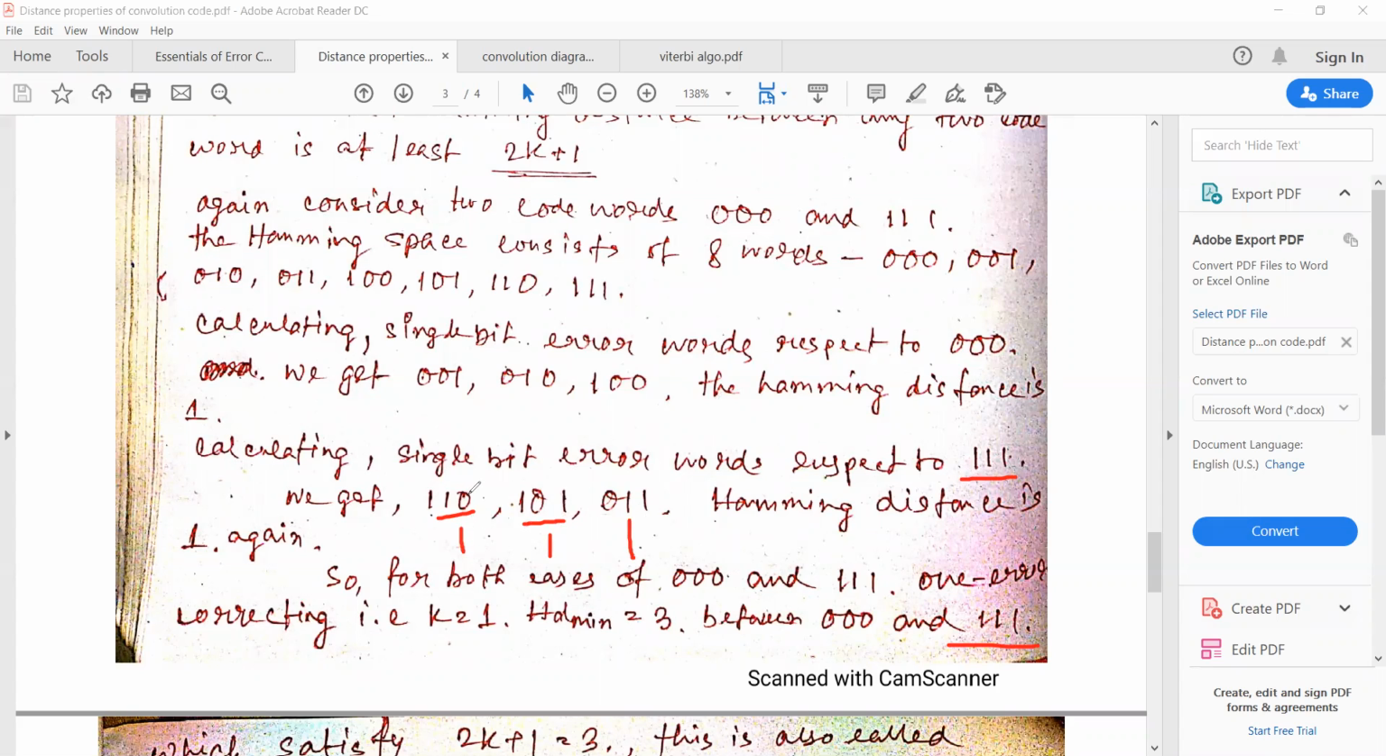So again we can say that if this 0 is flipped to 1, then we will get the original value, 1, 1, 1. If at the second position this 0 is flipped to 1, then we will get 1, 1, 1. If at the first position this 0 is flipped to 1, then we will get 1, 1, 1. So in this way we can say that these are also single bit error words. So again we are getting Hamming distance as 1. Okay. So calculating the Hamming distance with respect to 0, 0, 0 and with respect to 1, 1, 1, we are getting Hamming distance as 1, for both cases.